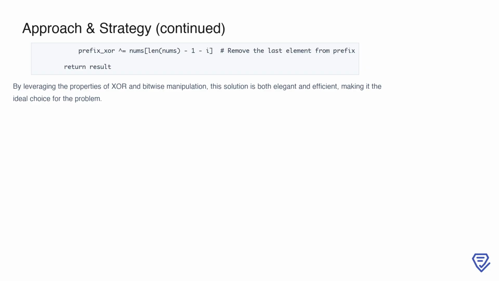The result for each query is appended to the output list, and once all queries are processed, the result list is returned. By leveraging the properties of XOR and bitwise manipulation, this algorithm achieves an elegant and efficient solution to the problem. It avoids the nested iterations of the brute force approach and instead relies on a single pass through the array and a simple constant time computation for each query. This balance of clarity, efficiency, and scalability makes it the ideal choice for solving this problem, particularly for large input sizes where performance is critical.